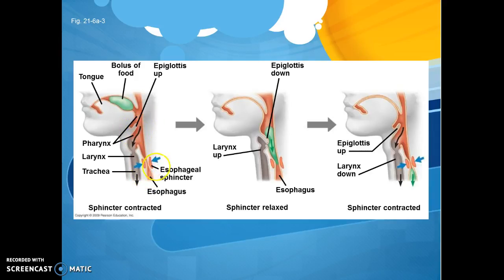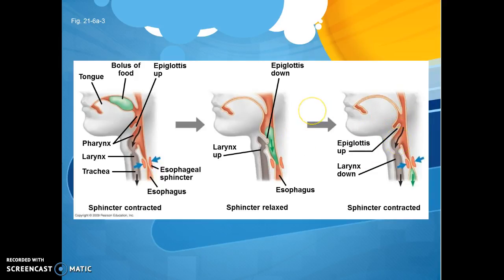And so normally the epiglottis is up, the esophageal sphincter is closed, so we're breathing in and that air is going down the trachea. But when we go to swallow, when we push our tongue up against the roof of our mouth and make that swallowing motion, that pushes the epiglottis down, which blocks off the trachea and allows food to move through the esophagus, opening up that esophageal sphincter. And then when we're done swallowing, the epiglottis goes back up and we can breathe again.